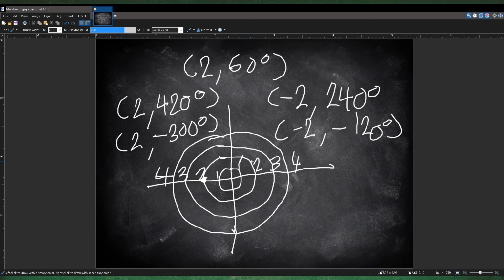So it's the exact same point, right? Or you could go negative 120 degrees. So negative 90 and then 30, which is the exact same point.